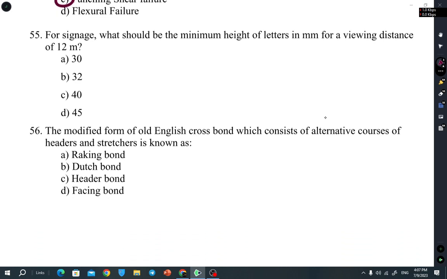For signage, what should be the minimum height of letters in mm for a viewing distance of 12 meter? Option C, 40. The modified form of Old English cross bond, which consists of alternate courses of headers and stretchers, is also known as option B, Dutch bond.